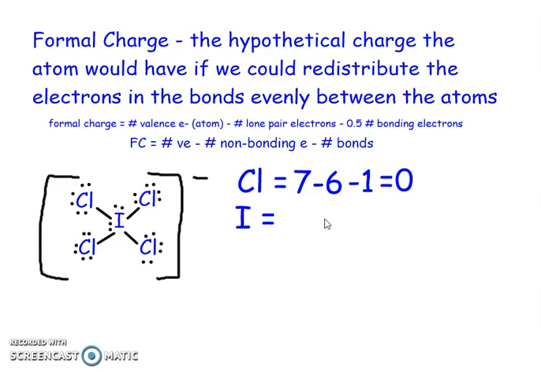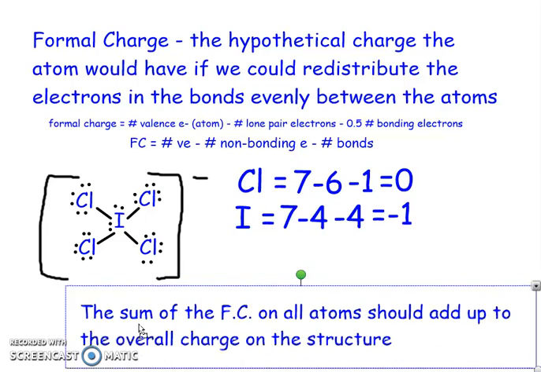Next, we're going to look at iodine. Iodine also has 7 valence electrons minus the number of non-bonding electrons, which is 4. There are 2 lone pairs on the iodine, minus the number of bonds, which is 4 single bonds, and 7 minus 4 equals -1. So the formal charge on iodine is -1.